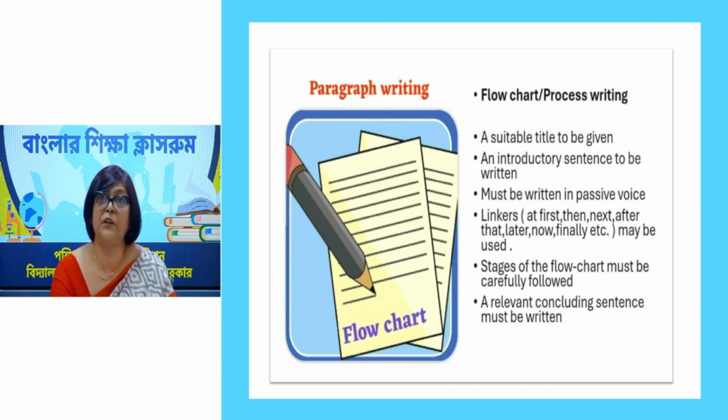Now the stages of the flow chart should of course be given one after another, logically and reasonably. At the end, you should write a relevant concluding sentence, which again must be a very good one, like the one you wrote in the beginning, so that there is a proper introduction and a proper conclusion also. That makes your paragraph writing complete. Whoever reads it will find it to be a complete, coherent, good paragraph.